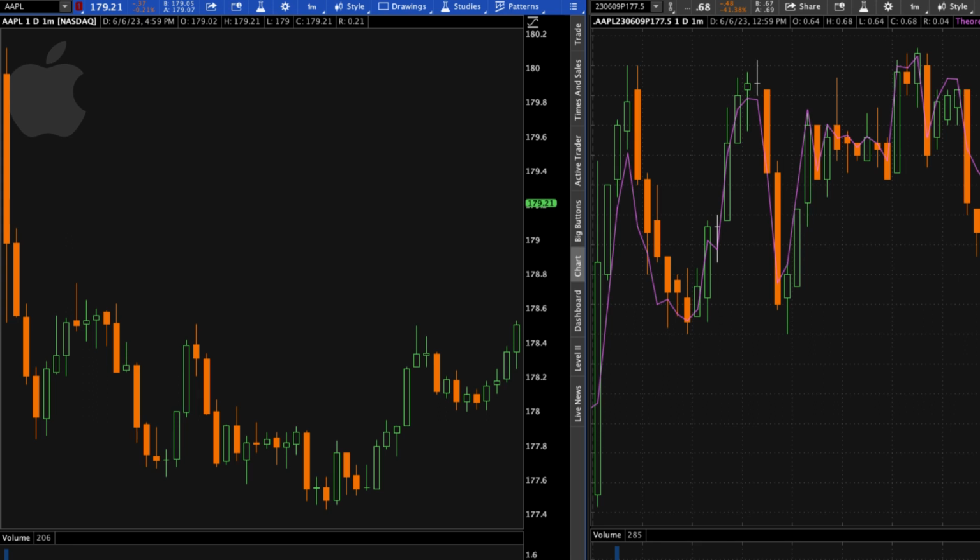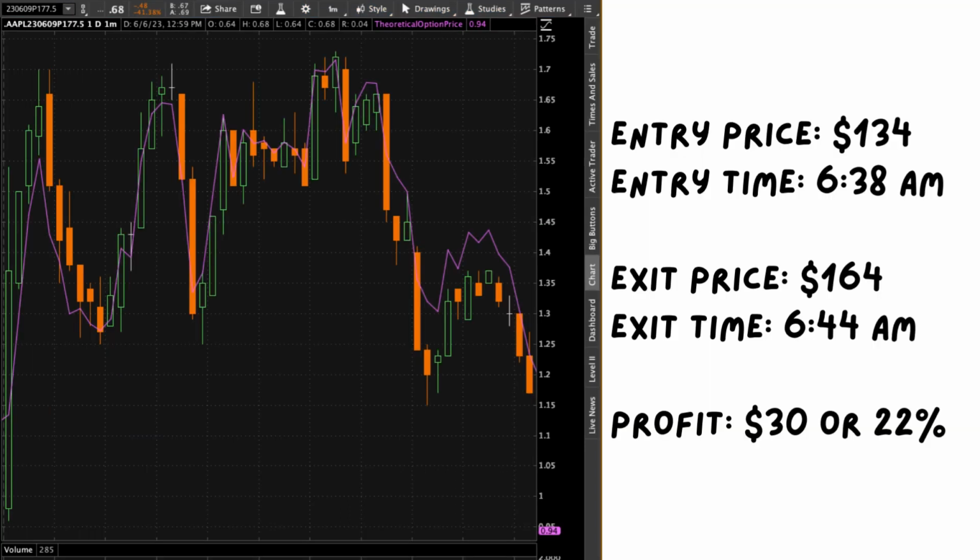It did have a small drawdown, but I was able to maintain my stop loss and chase it up as the contract moved in my favor. These contracts did peak much later after I had already gotten out, but I had chased the contract price with my stop loss and exited at $1.64, or $164 per contract, at 6:44.